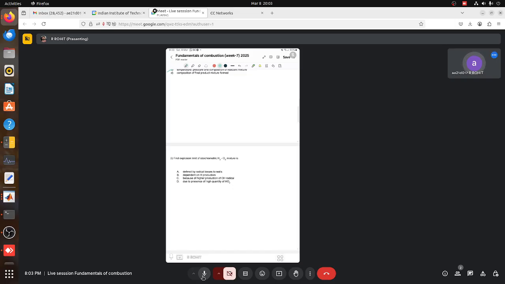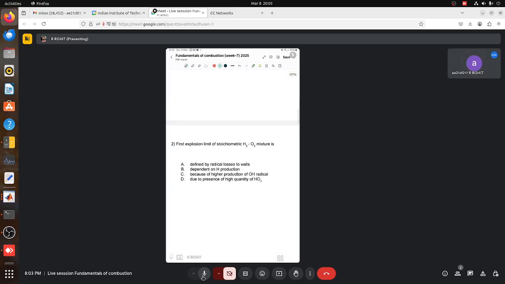Then the next question that I have is, the first explosion limit of a stoichiometric H2-O2 mixture is defined by radical losses to the walls, or depends on hydrogen production because of higher production of OH radicals, or is due to the presence of high quantities of H2O2. So which could be the reason for the first explosion limit of a stoichiometric H2-O2 mixture? I will wait for 2 minutes, then I will explain. Please see if you can get answers within these 2 minutes.